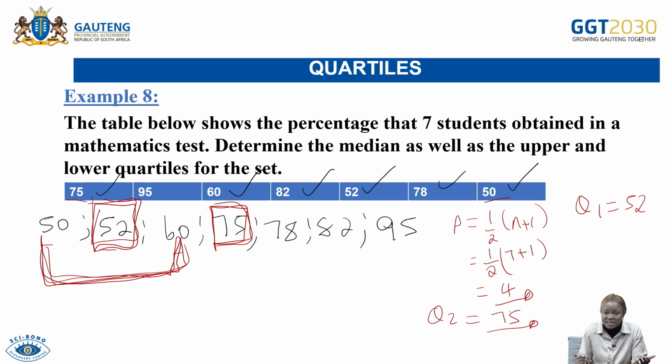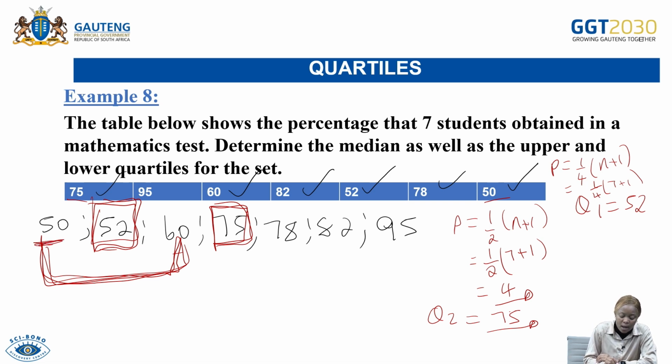But what if you had a lot of data? What do you do? You can just find the position. How do you find the position? Your position equals 1 over 4 into n plus 1. Why 1 over 4? Because we are talking about a quarter of your data set, or 25% of the data set. My n is 7, since I've got 7 numbers in the data set, so 7 plus 1 is 8, and 8 divided by 4 gives 2. So my lower quartile is in position number 2. In position 2, I am getting 52, which is my lower quartile, or my Q1. Okay, and then I move to Q3, which is my upper quartile.